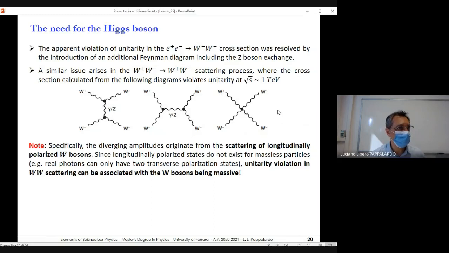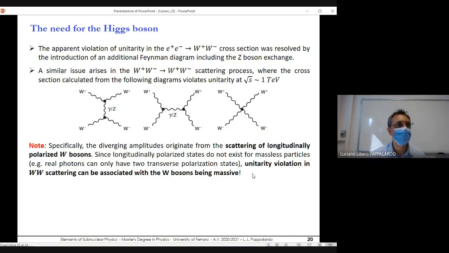To be more precise, and this is a crucial point, so pay attention here, the diverging amplitudes originate from the scattering of longitudinally polarized W bosons. So not in general for unpolarized, but for longitudinally polarized W bosons. Since longitudinally polarized states do not exist for massless particles, if you remember, the photon can only have two transverse polarization states, but not a longitudinal one, then the unitarity violation in the WW scattering can be associated with the fact that the W bosons are massive.